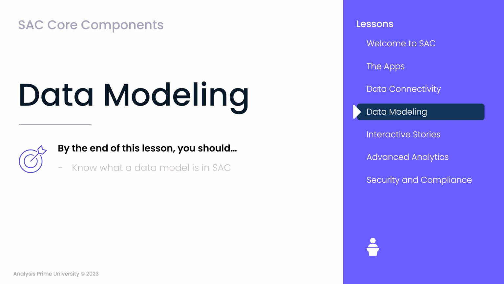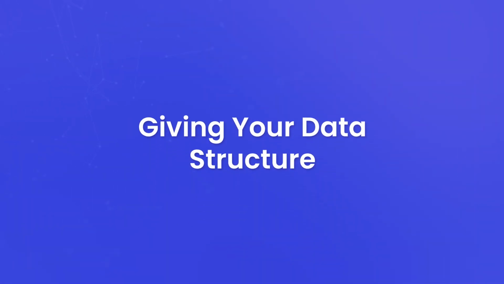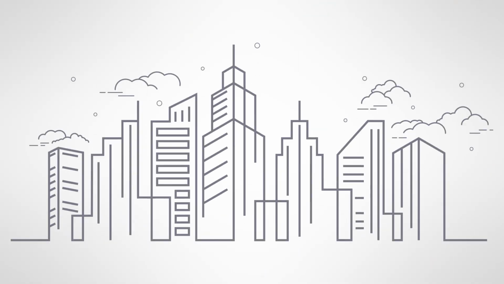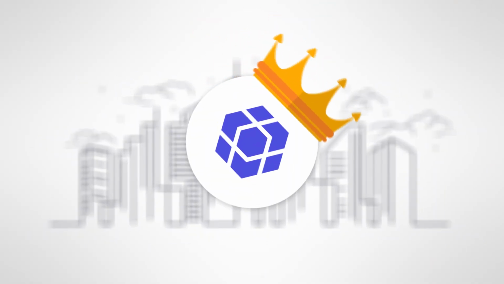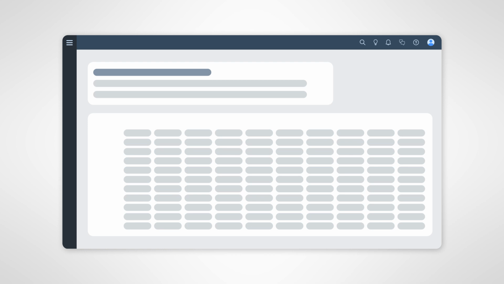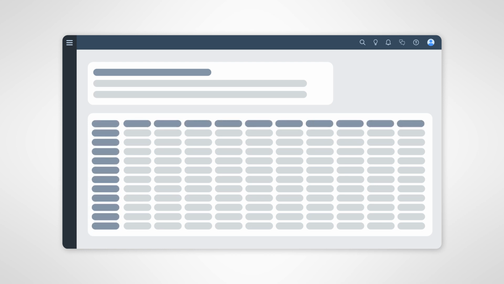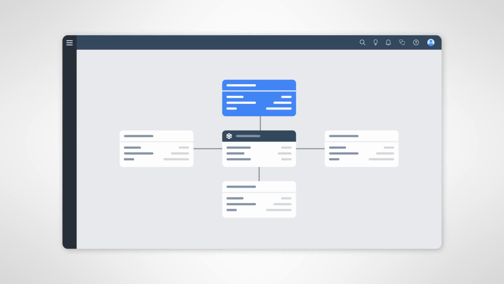By the end of this lesson, you should know what a data model is in SAC and understand the benefits of modeling your data. Giving your data structure. Models in SAP Analytics Cloud are the foundation of almost everything else. Models organize and define your data, breaking it into dimensions and measures, and can be built to meet a variety of needs. Once you have a model, the world of SAC is at your fingertips.